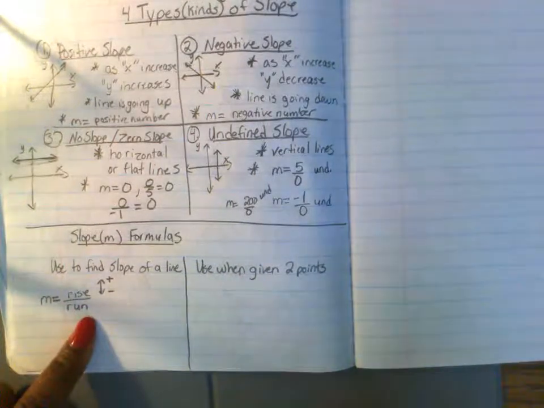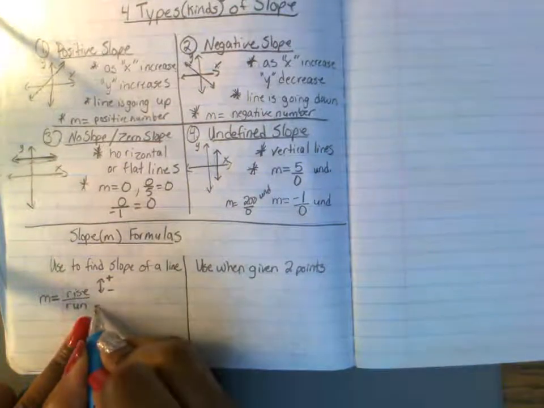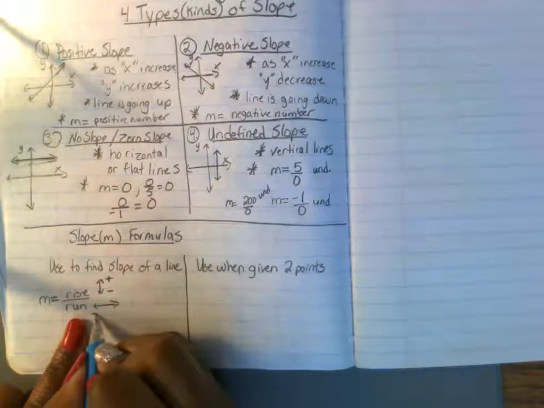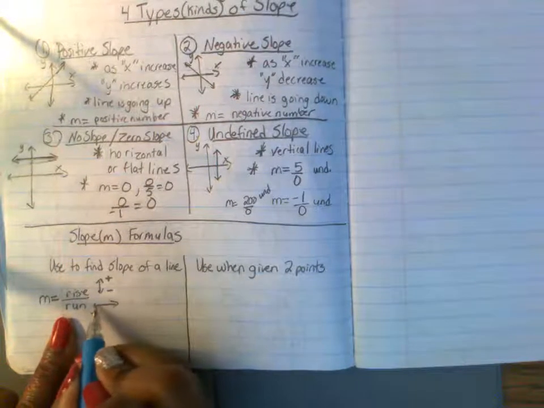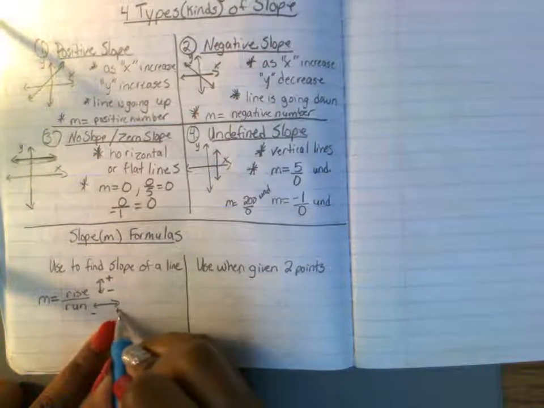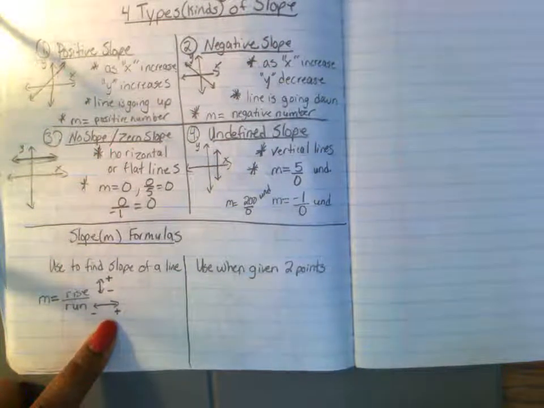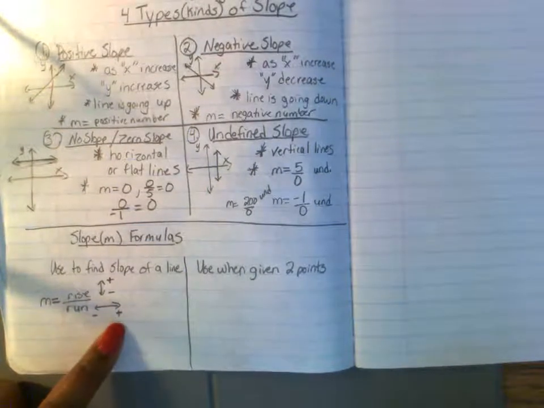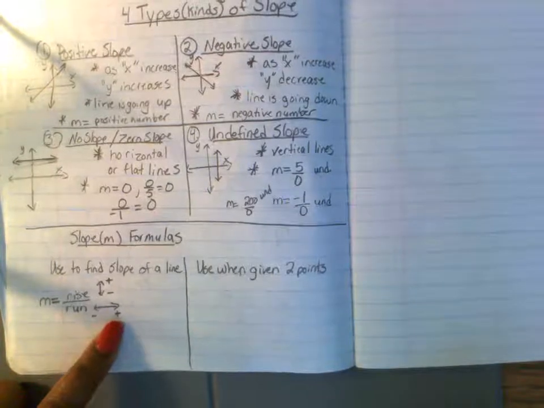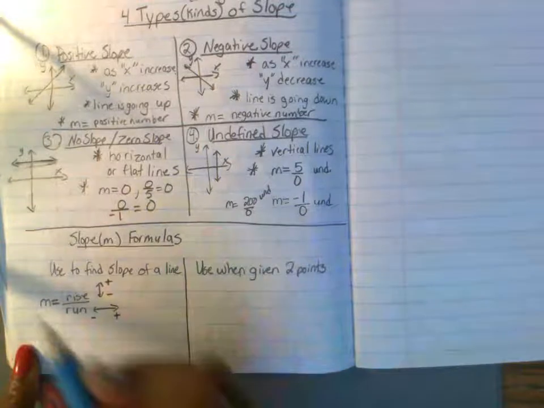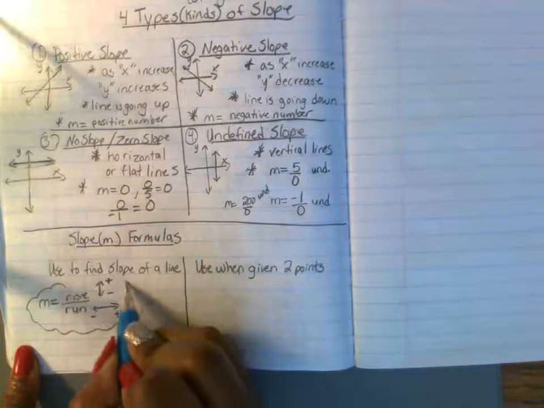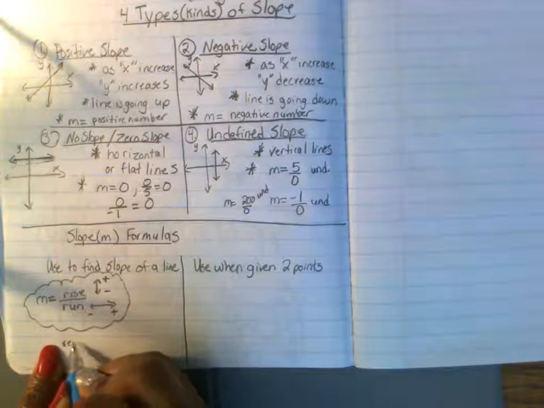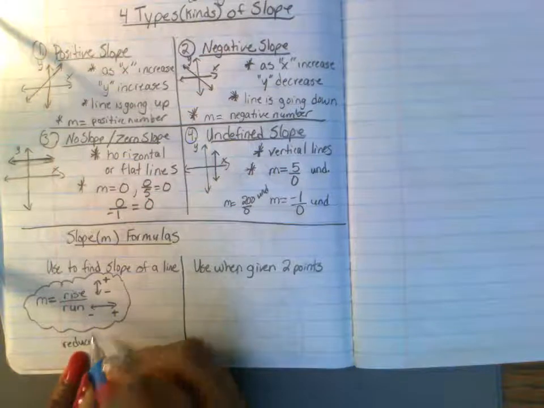Run. When you run, you're going to either go to the left or to the right. If you run to the left, this is negative on the number line. If you run to the right, then this is positive on the number line. So if you go to the left to get to the next point, your bottom number is a negative. If you go to the right to get to your next point, the bottom number is a positive. And this is going to be the formula that you use. You're going to reduce or simplify, or both in most cases.